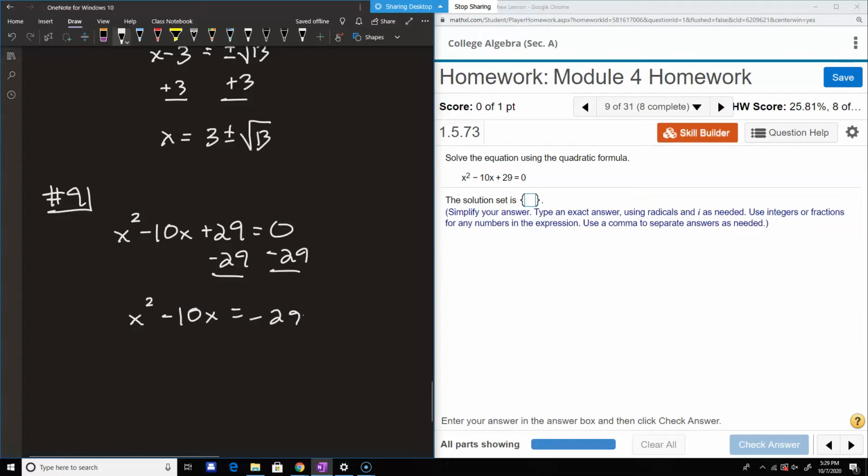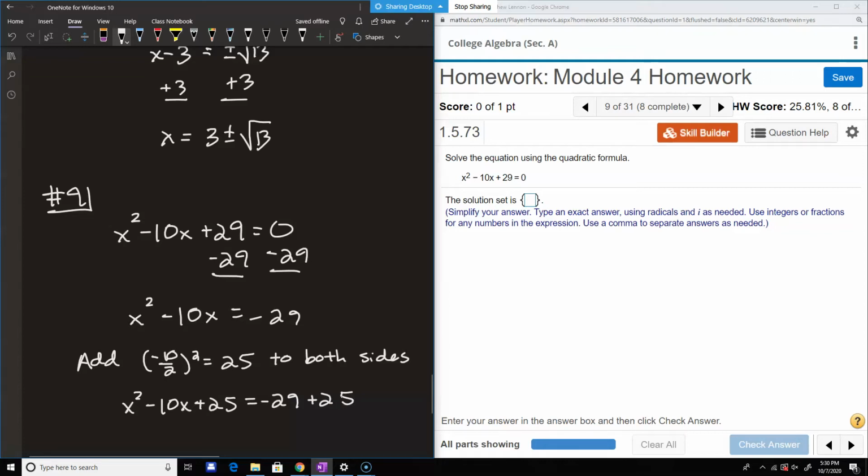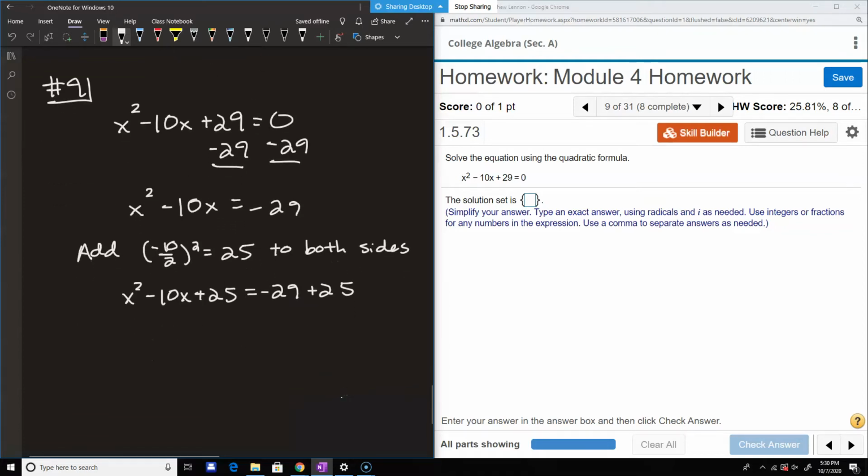Once the x's are on one side, everything else is on the other. This is where we figure out the special number to add. So add negative 10 divided by 2 squared, which is negative 5 squared, 25, to both sides. So we get x squared minus 10x plus 25 is negative 29 plus 25. So the left-hand side will factor into x minus 5 quantity squared.